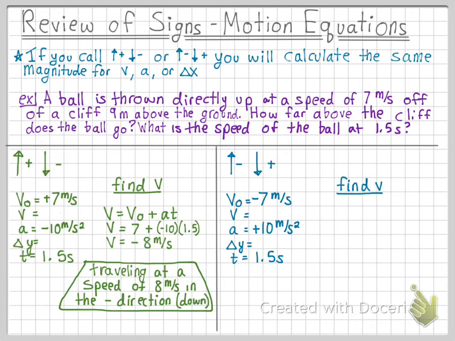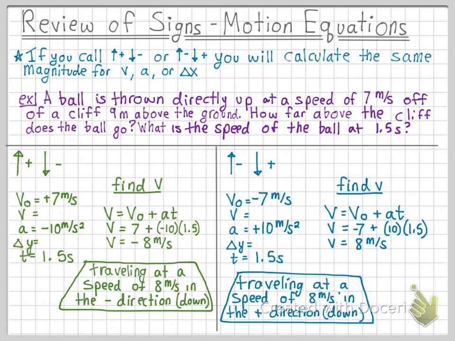Let's solve for velocity again with our second set of coordinate systems, where up is negative. So when we plug in our values, we get a velocity of 8 meters per second. So this means that the ball is traveling at a speed of 8 meters per second in the positive direction, which is down. So notice that in both cases, we get the same kind of answers. Our answers are telling us the same kind of motion.